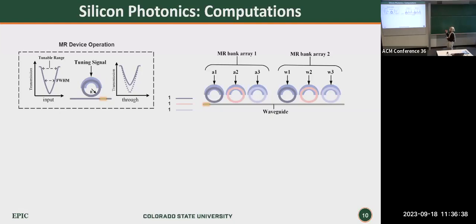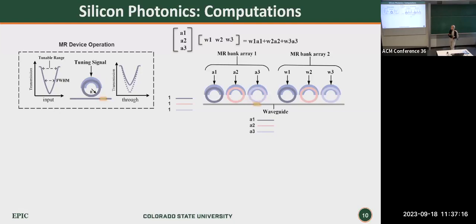So how can we extend this to perform the MAC operations? If we look at this specific example for vector multiplication, we would need two separate sets of MR arrays, and here each color of the MR indicates that it's configured to operate on a single wavelength. We will have three optical signals, which will be multiplexed into a single waveguide using WDM as mentioned. As these signals go through the first MR array, the value of A1 will be imprinted onto the first optical signal, then A2 onto the second optical signal, and so on.